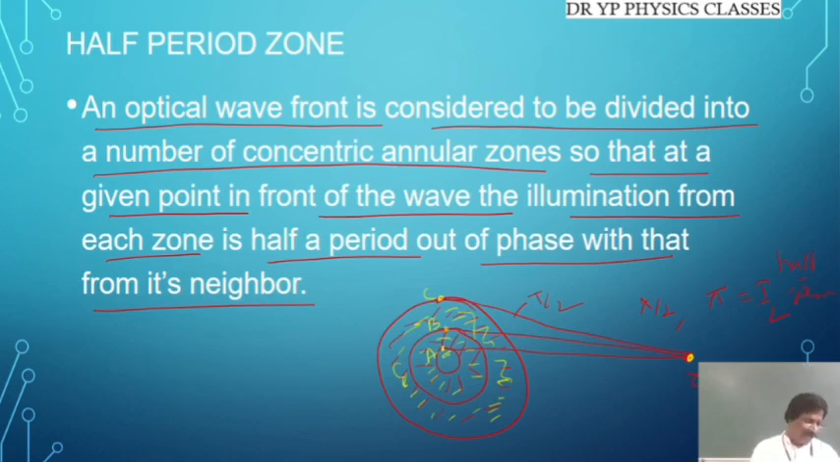So for this particular session, I will stop here. In the next session, I will start with how to calculate the radius of the zone, how to calculate the area of the zone, what is the resultant intensity at the point, and on the basis of this, how we are able to explain the rectilinear propagation of light. Okay, all these things we will discuss in the next session.